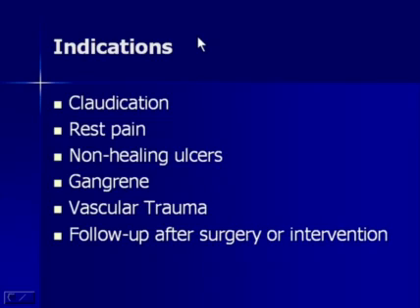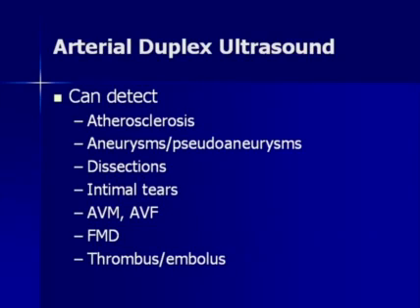When patients come to our departments, they're going to have a variety of symptoms. They can be something relatively mild, such as claudication or pain when they exercise. But then we can have more severe signs of ischemia, such as rest pain or ulcers or gangrene. A lot of times we may be following patients for non-atherosclerotic problems, such as a vascular trauma or an iatrogenic injury. And of course, we follow patients post-surgery or post-intervention.